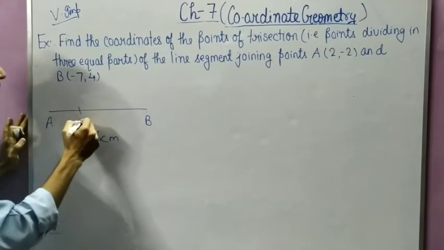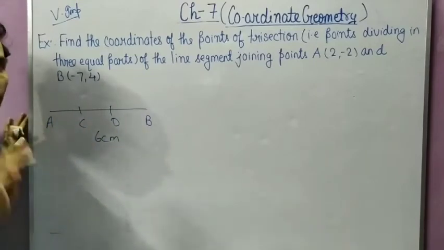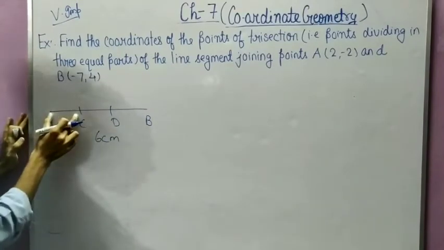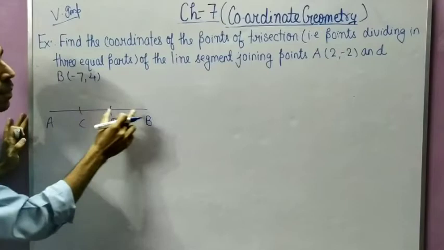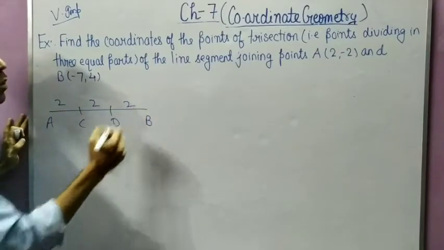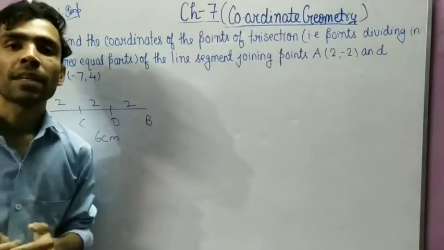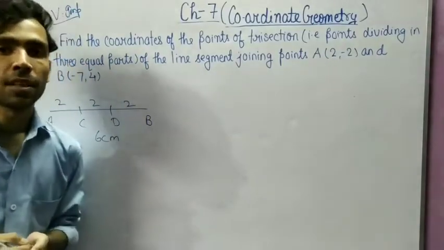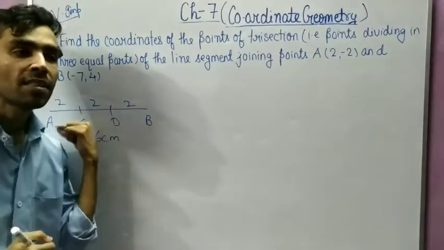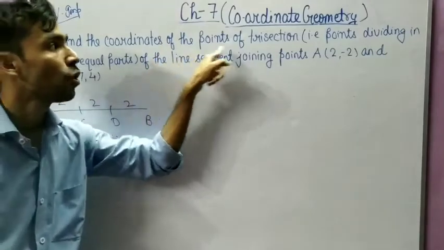So suppose the points are C and D. So 2 points are dividing AB into 3 parts. So AC will be equal to CD and CD will be equal to DB. It means this will be 2, this will be 2, this will be 2. Dividing a line segment into 3 equal parts is called trisection, and the points which divide the line segment into 3 parts are called points of trisection.